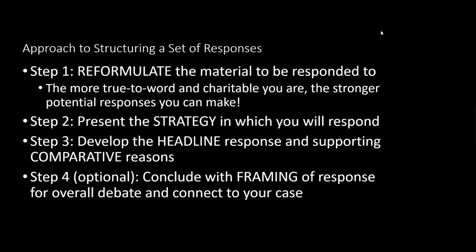And the tip here is that the more true to word and charitable you are, that you use similar terminology, you summarize the responses and delineate what is the clear reasoning behind what they present, the stronger the potential responses that you can eventually make. So again, I'll give an example and then I'm going to demonstrate it through this approach. So you're in a motion, let me provide a motion such as, okay, let's do the classic debate on this house opposes organized religion.